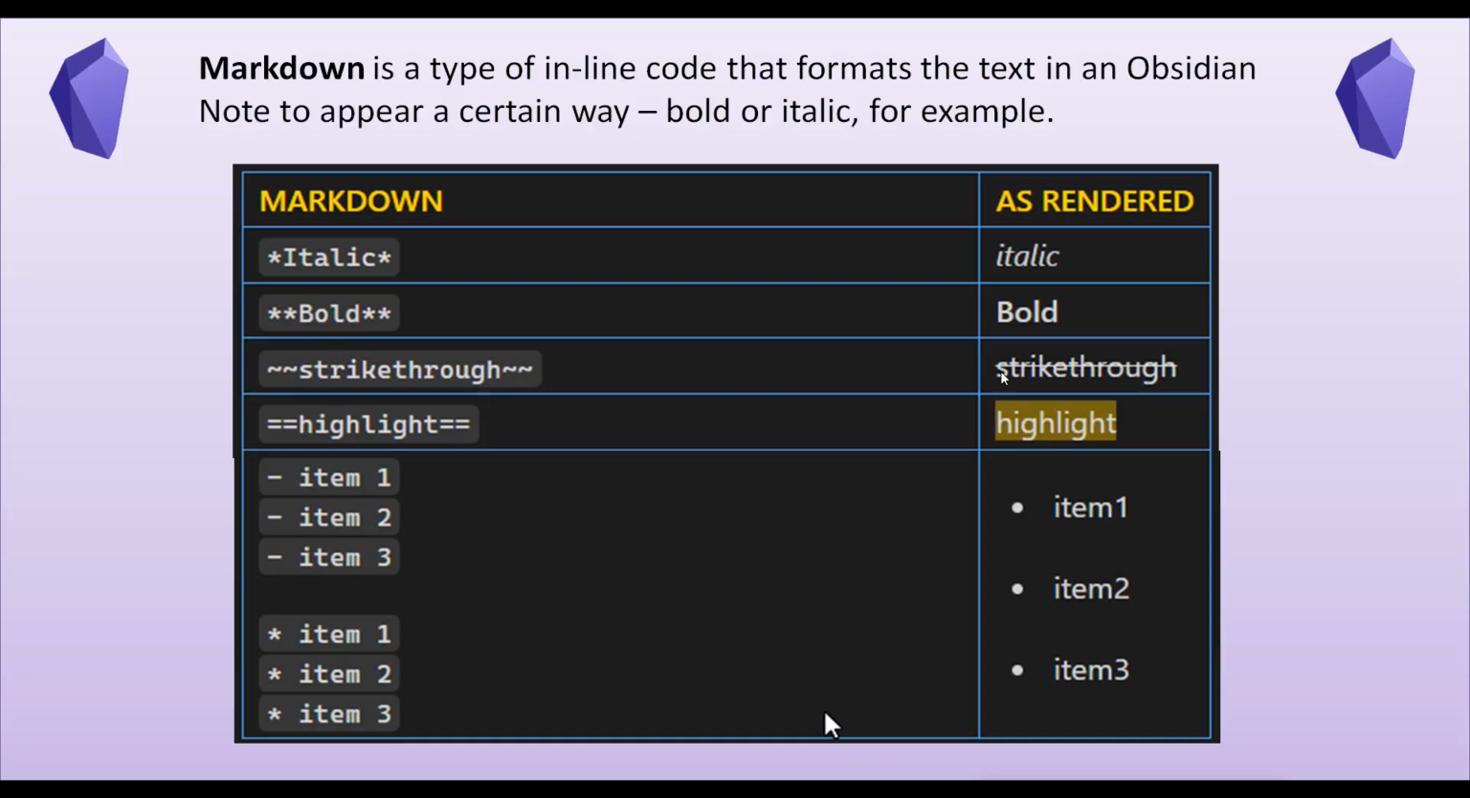Likewise, as you see, you can create strike-through text by putting 2 tildes in front of and behind the text. You can highlight text by putting double equal signs in front of and behind the text. And you can create a bullet list either by putting a hyphen and a space before the list of items or an asterisk and a space before the list of items.